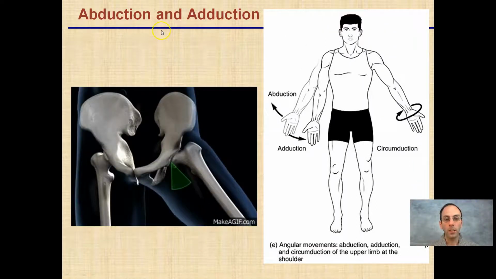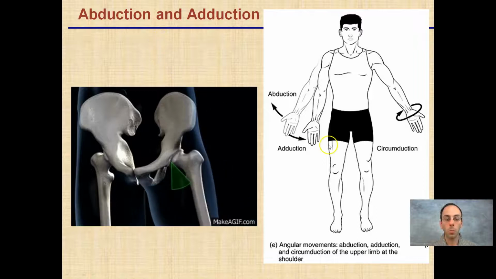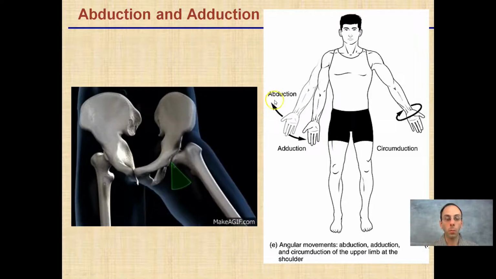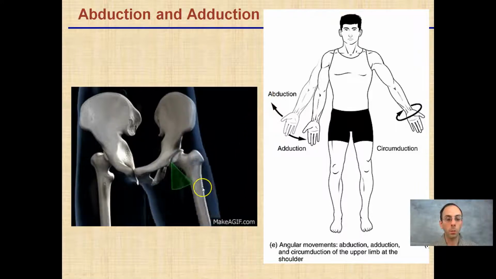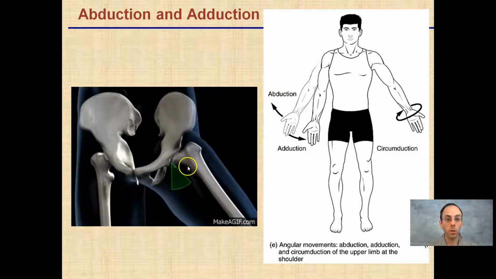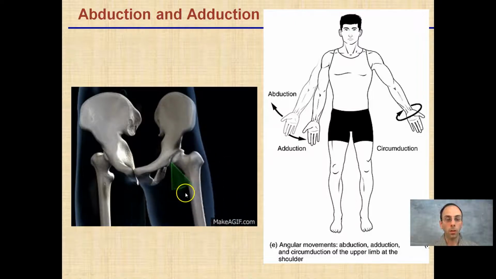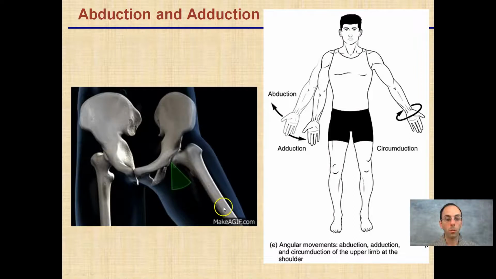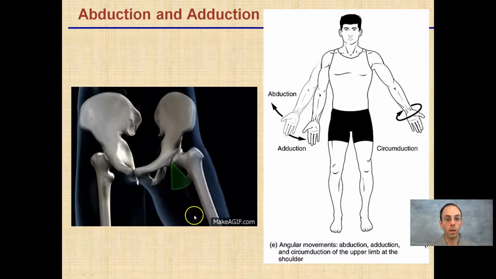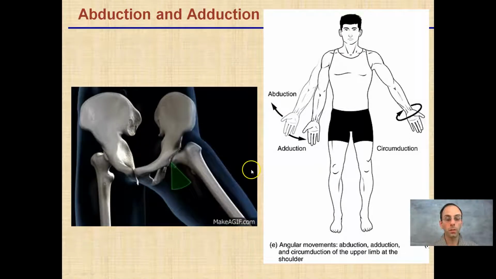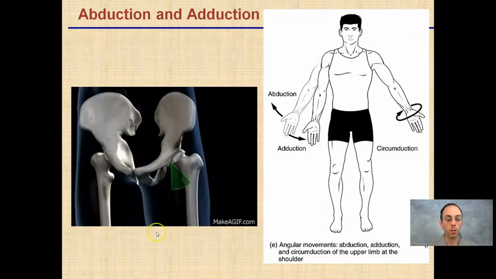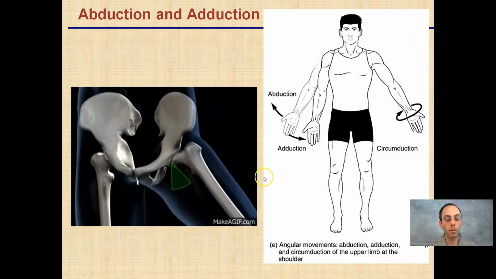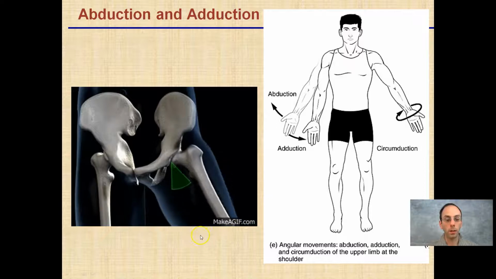Abduction and adduction here. It's important to remember when we're going away, if you think of opposing, that would be abduction here. You see our femur and articulation of our ball and socket joint. Our abduction is when it goes away from the midline, and then adduction here is when it's returning towards the midline. So abduction followed by adduction, return to that midline.